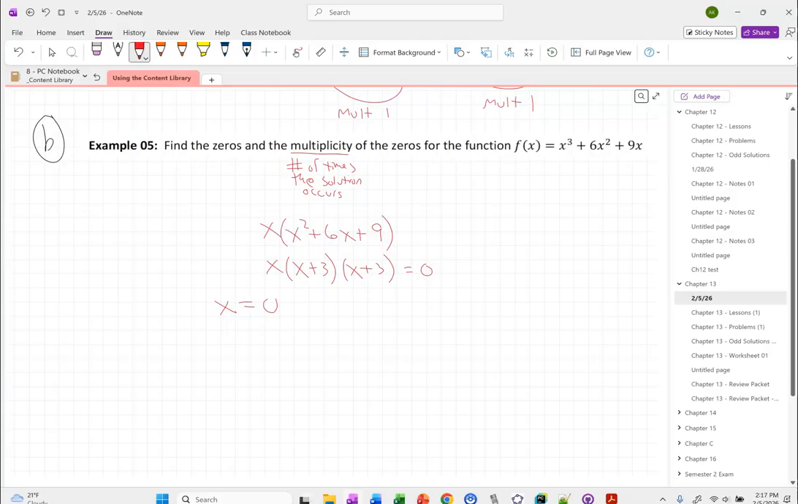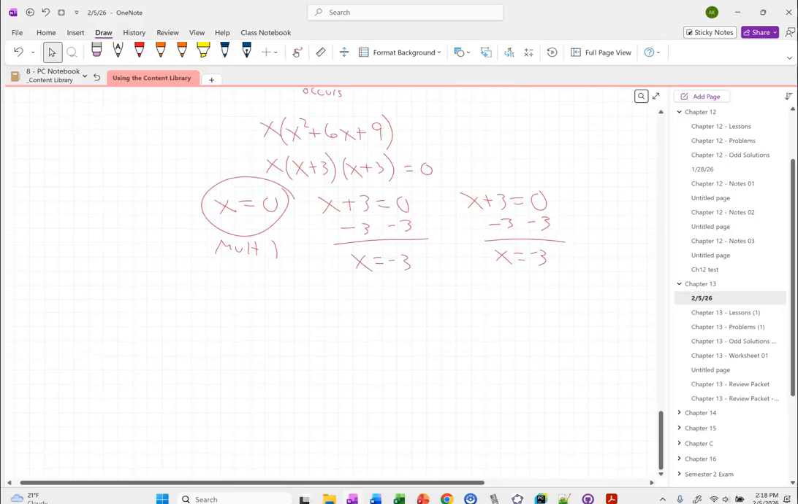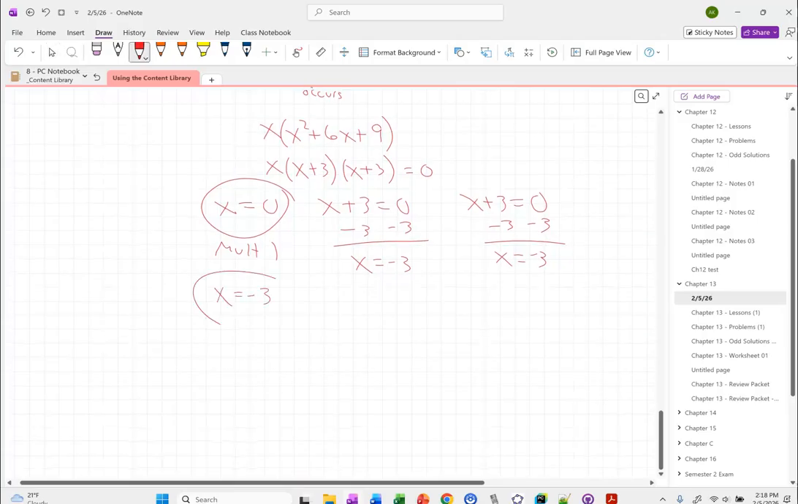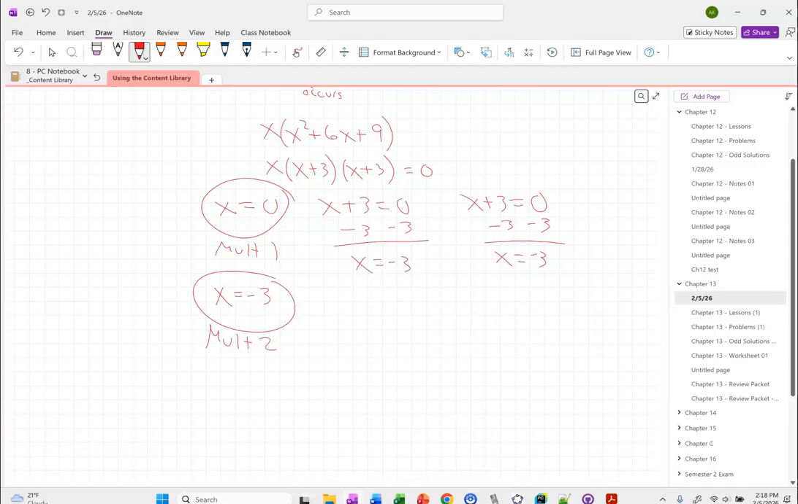Apply the zero product property. X equals 0, 3, or -3. That's a multiplicity of 1. And then -3 is multiplicity of 2, because that solution occurred more than once. So I'd say the other solution is x equals -3, and that has a multiplicity of 2. Feel pretty good?